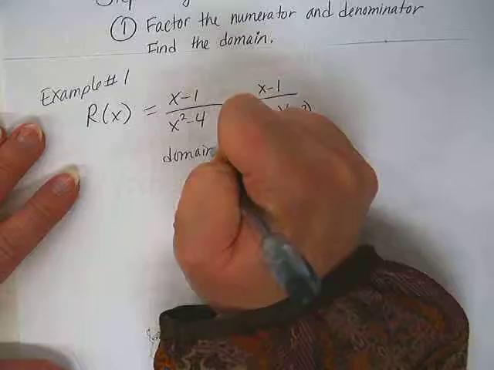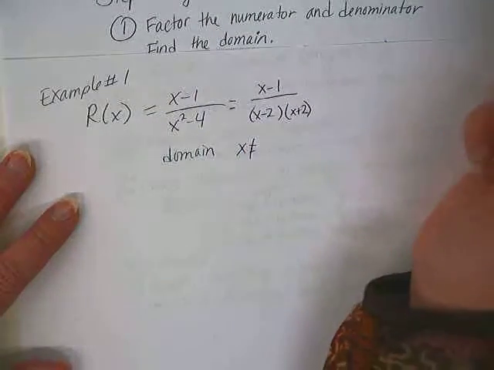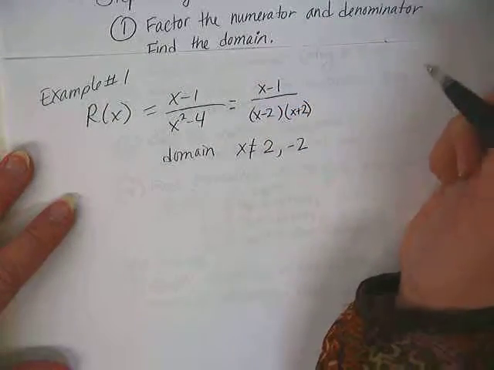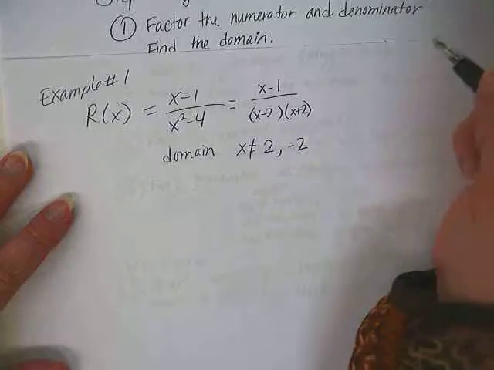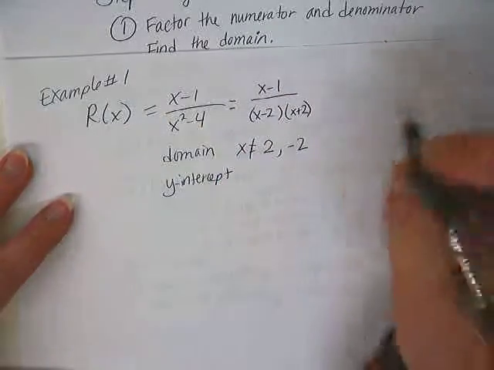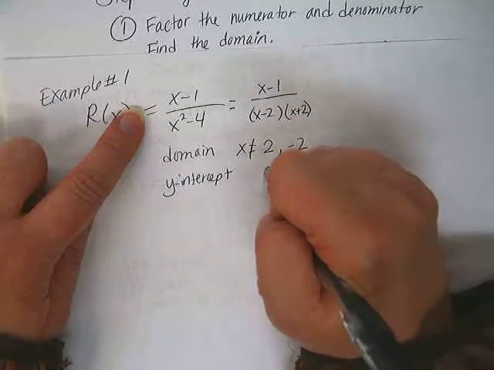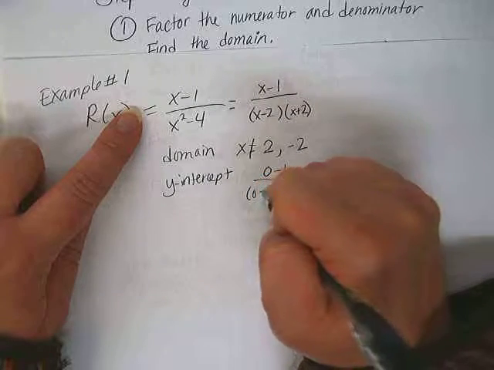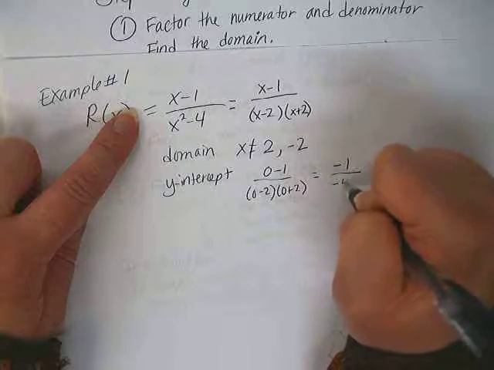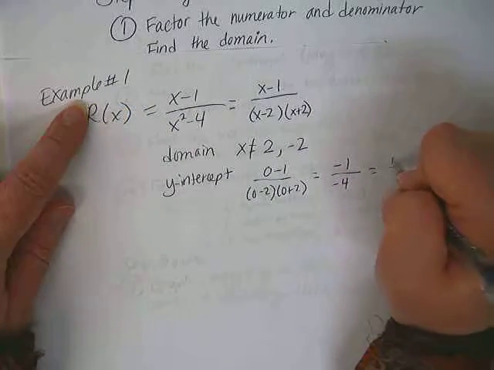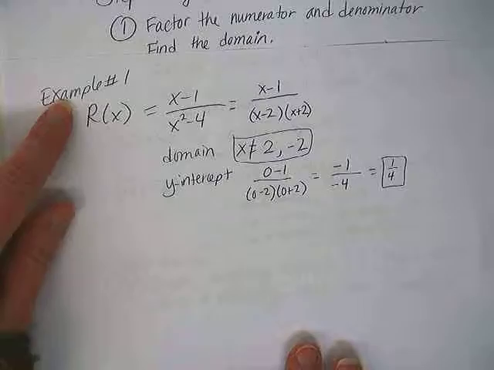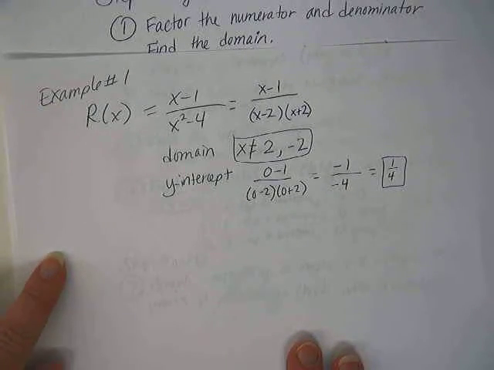Okay, so what's the domain? X cannot equal what? Why those numbers? They would make the denominator 0. Okay, now we find the y-intercept. There will only be one. How do we find the y-intercept? Plug in 0. So it'll be negative 1 over negative 4, which is 1/4. Okay, there's step 1.